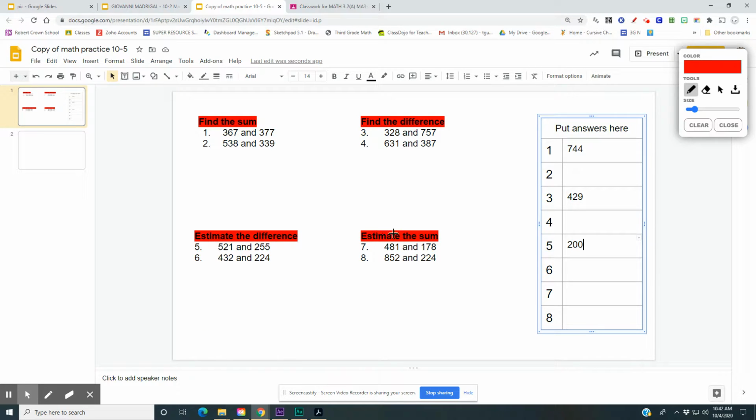And here is your next one, number 7. It says, estimate the sum. Well, I know estimate means to round and sum means to add. So 481 is rounded to 500, and 178 is rounded to 200. So now I can just add because it said sum, so I add. So I have 0, 0, 7. So number 7, the answer is 700. Okay, when you are finished, I'd like you to go ahead and turn it in.